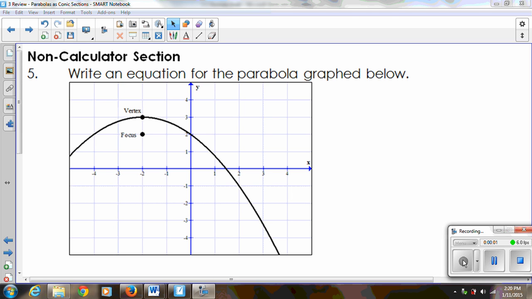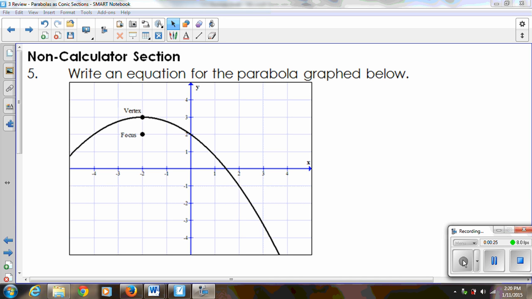Hello everyone, I'm going to go ahead and complete the second part to the Unit 3 review of quadratics as conic sections. There are only two problems left on the review guide, and both are to be completed without a calculator on the test. So I'm going to go ahead with the first problem, number 5, where you're given a graph and you're asked to write an equation for the parabola graph below.